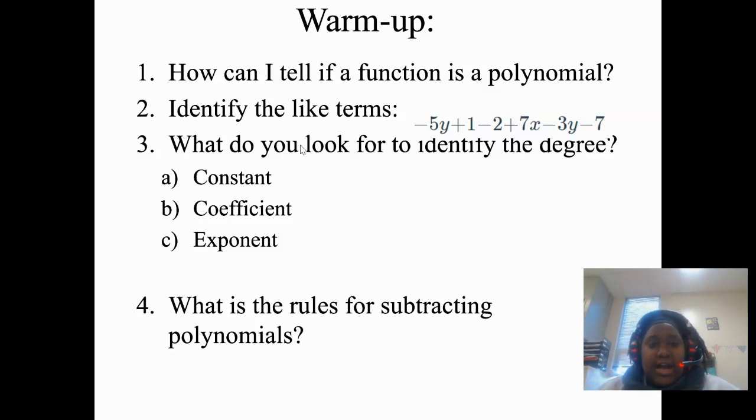Question 3 says, what do you look for to identify the degree? It's multiple choice. A, is it the constant, B, the coefficient, or C, the exponent? You can just write the answer in or write the letter with the answer. And then question 4 says, what is the rule for subtracting polynomials? So this is your warm up for today. Again, make sure that you complete this and write it on your warm up sheet.